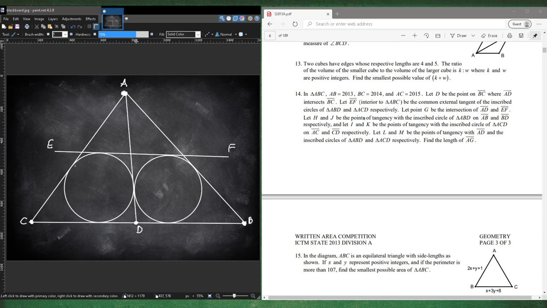So let's label some points of tangency. So right here, right here, right here, right here, here, here. And these might look like it's the same point, but not. So it's like right here. And like right here.